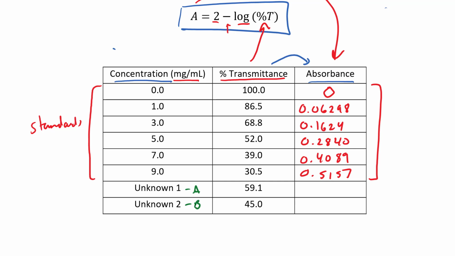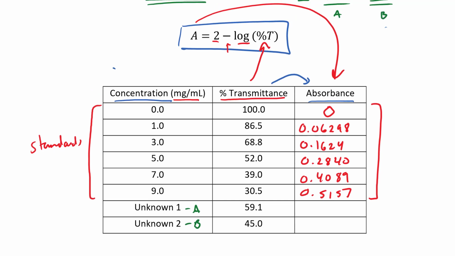We can plug those values into my absorbance formula. We plug in percent transmittance, we calculate absorbance. Here we get the values, and now we can set up a standard curve and determine the concentration of these 2 unknowns.